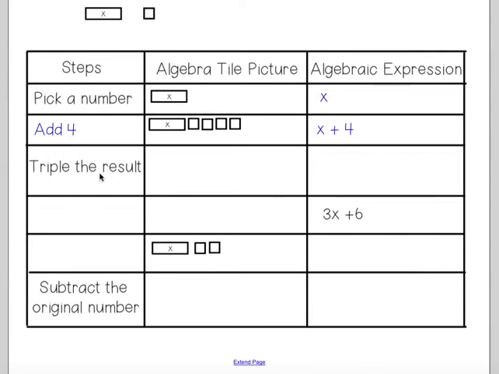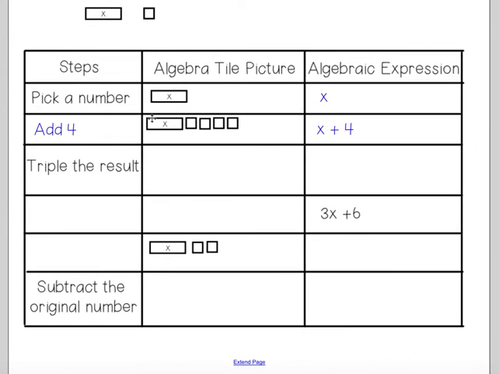Now we have the step for our next one, and it says to triple the result. If we're tripling the result, we're really multiplying by 3. So we're going to take this whole set and multiply it. We're going to do 3 of these exact same lines. So we're going to have 3 groups of X plus 4.